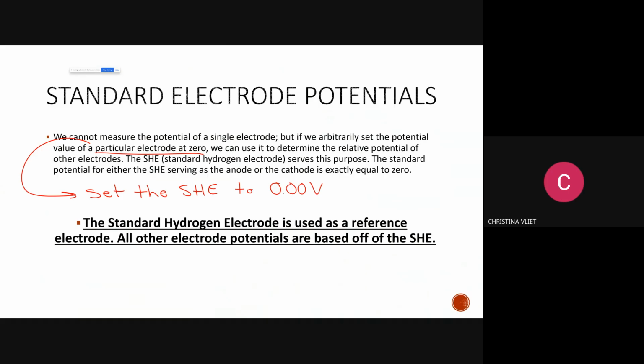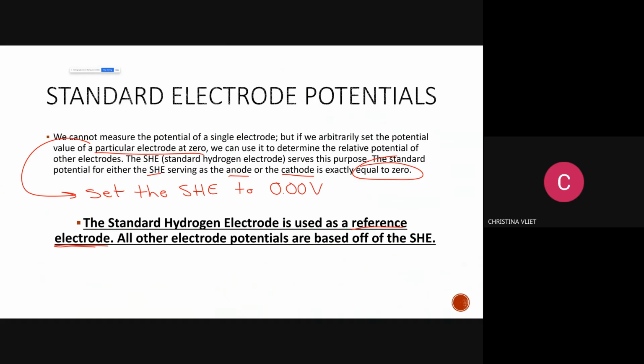So the standard potential for the SHE, either serving as the anode or the cathode, is always going to be equal to 0. And that's why I said that's the only number that you would need to know, that the SHE is always 0 volts. And everything else is compared to that, above or below 0. I'll tell you why above and below 0 shortly. So the standard hydrogen electrode is our reference electrode, another way we can call it. And all other electric potentials, as they have been measured, are based off of this standard.